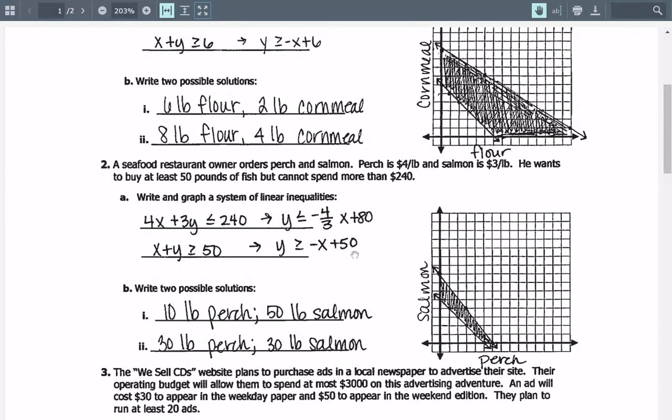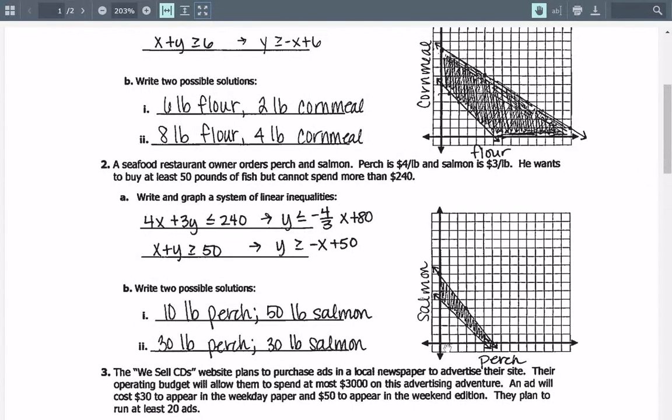In the second line, the y-intercept is 50, 10, 20, 30, 40, 50. The slope is -1, down 1 over 1, and so on. And we're shading above that line. So if you shade below the top line and above the bottom line, the two shadings will intersect in this skinny little region here. So while there are many correct answers, there's not a whole lot of them to choose from. But what we want to do is select two possible solutions.